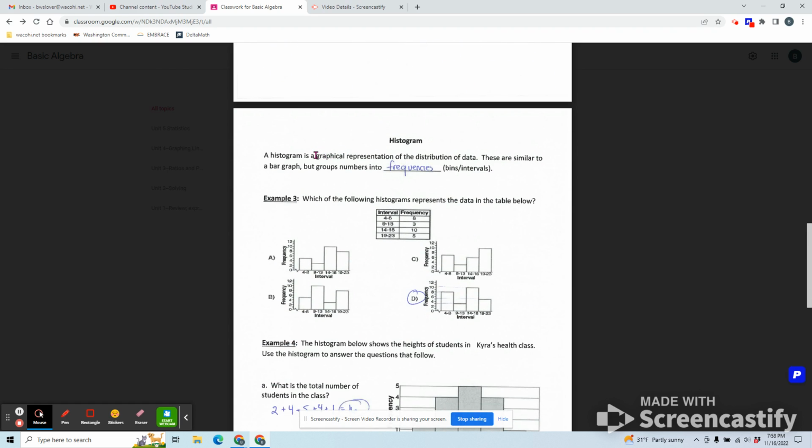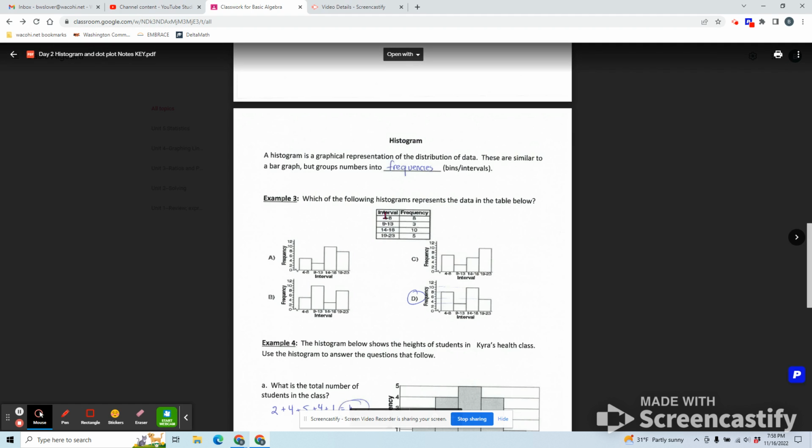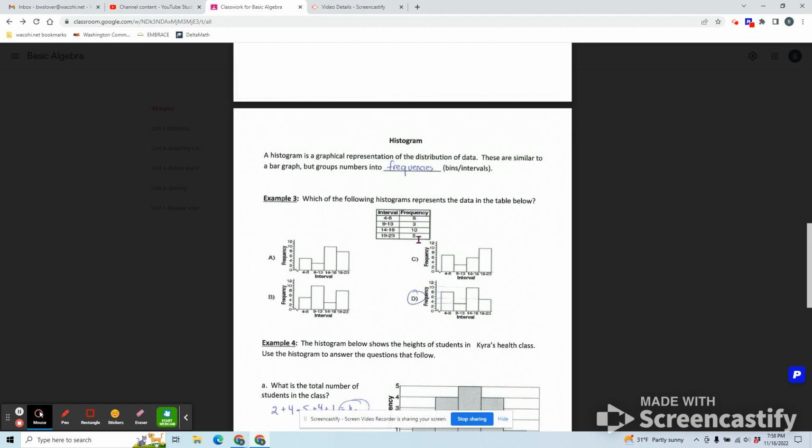So a histogram is a graphical representation of the distribution of data. These are similar to a bar graph, but group numbers into frequencies. So which of the following histograms represents the data in the table below? So here is my interval. I had frequency. So this is saying between the numbers of 4 and 8, 8 people responded. Between the interval of 9 to 13, 3 people responded. Between the interval of 14 to 18, 10 people responded. And between the interval of 19 to 23, 5 people responded.